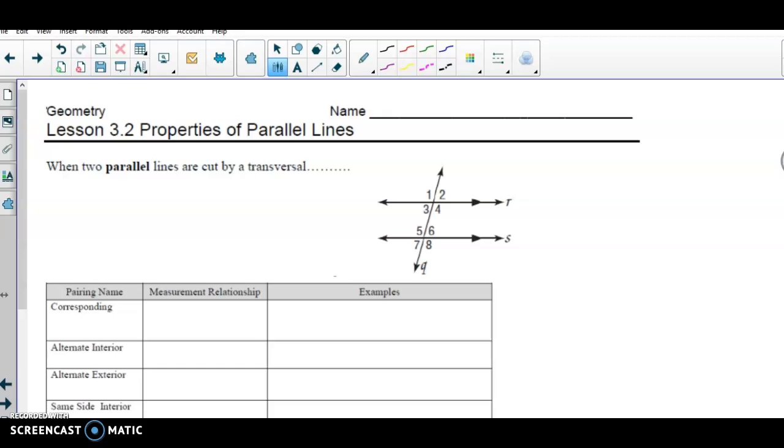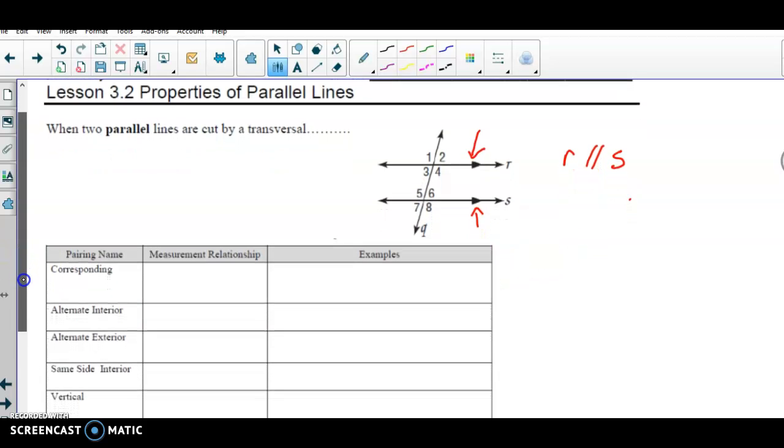Lesson 3.2 is properties of parallel lines. So we talked about two lines being cut by a transversal, forming 8 different angles. Well, today we're going to see what happens when the two lines are parallel to each other. And if you notice here in the drawing, these little arrows on those two lines indicate that line L is parallel to line S.